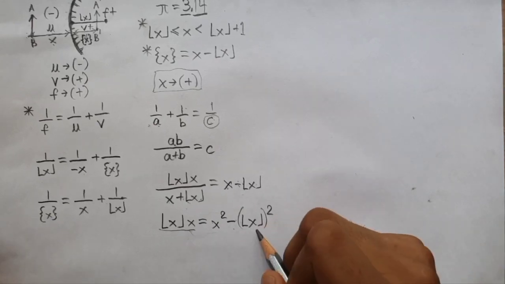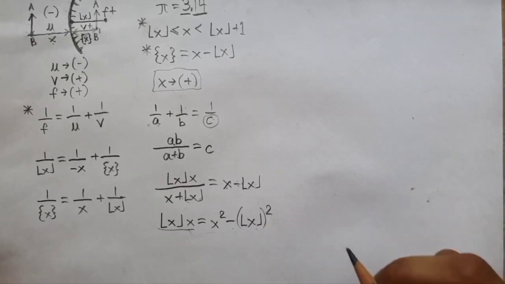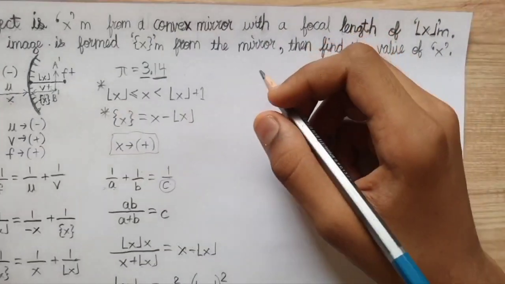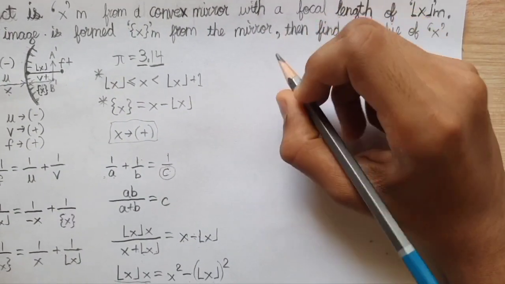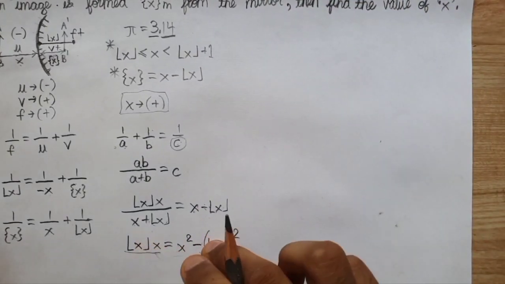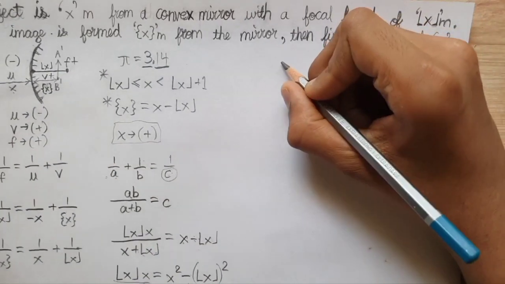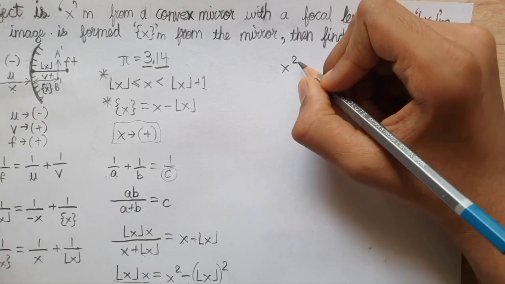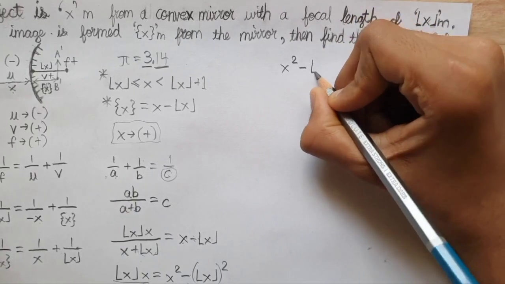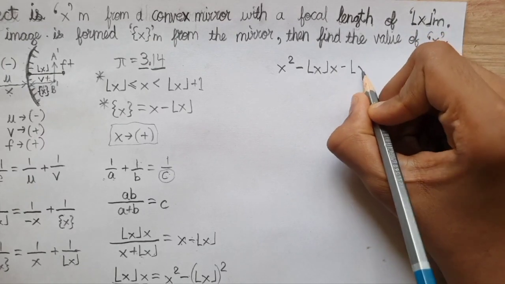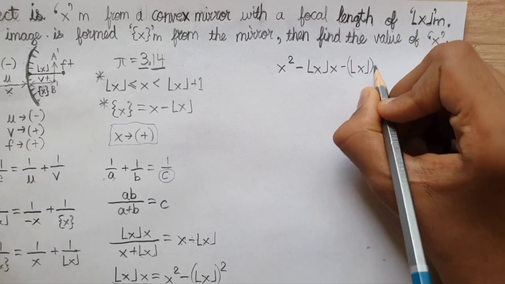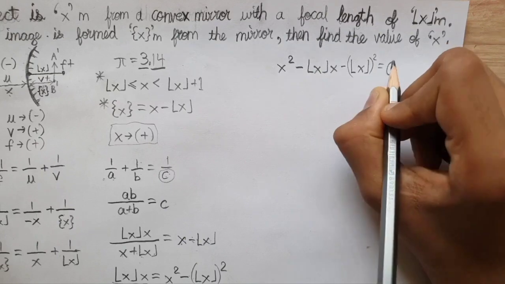Now we have to put this guy over here in the middle. Then we can make it look like a quadratic equation. So that's right here. Let's flip the equation after transposition. So we get x squared minus floor of x into x minus floor of x whole squared equals 0.